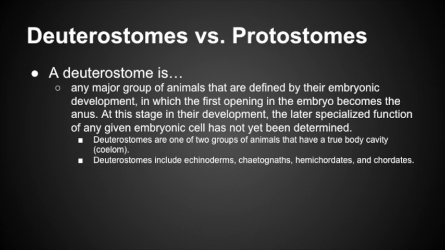Now we will discuss how deuterostomes perceive vision. By definition, a deuterostome is defined by their embryonic development, in which the first opening of the embryo becomes the anus. At this stage in their development, the later specialized function of any given embryonic cell has not yet been determined. Deuterostomes, much like protostomes, have a true body cavity and include animals such as echinoderms, hemichordates, and chordates.